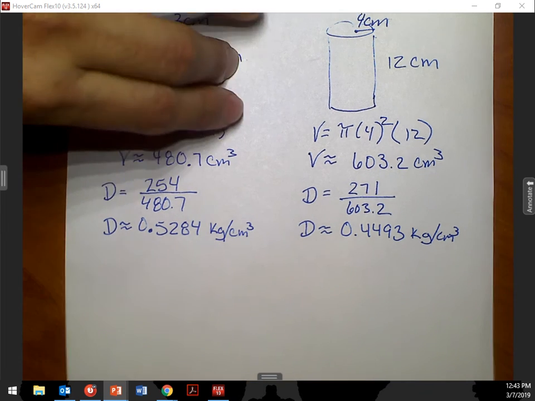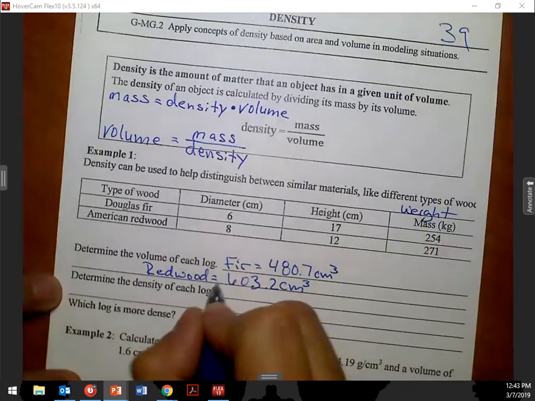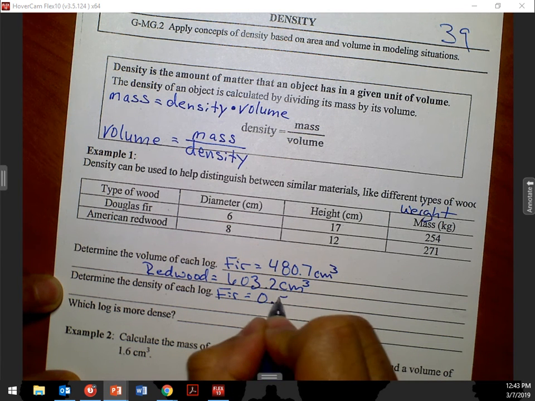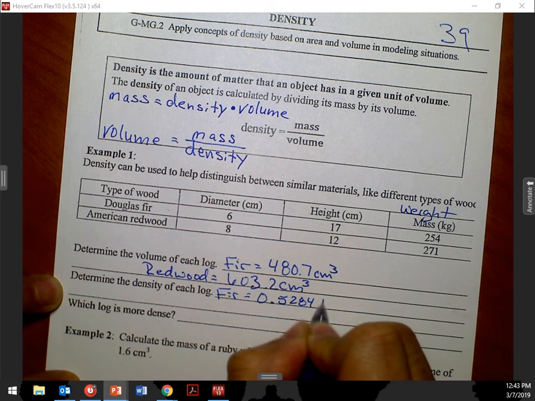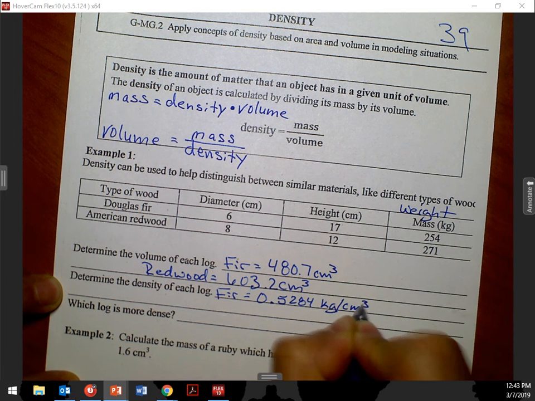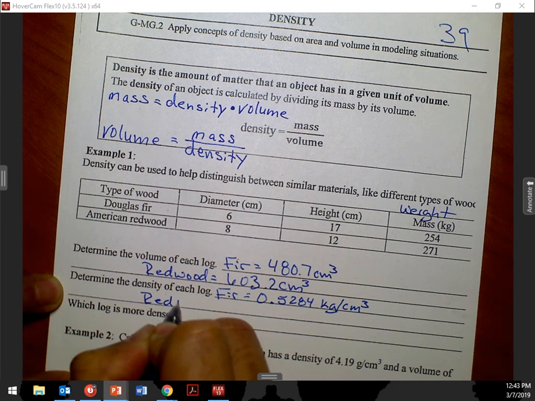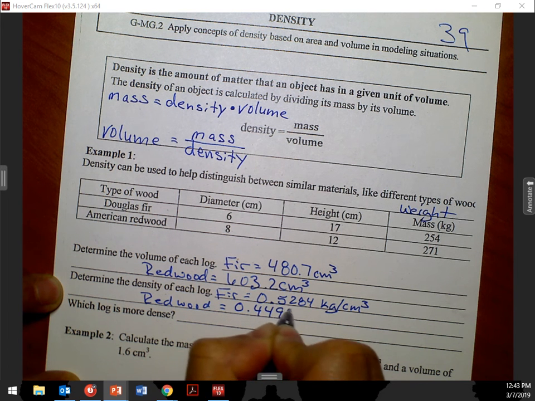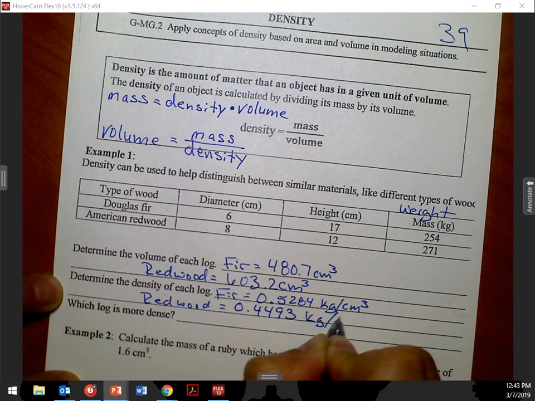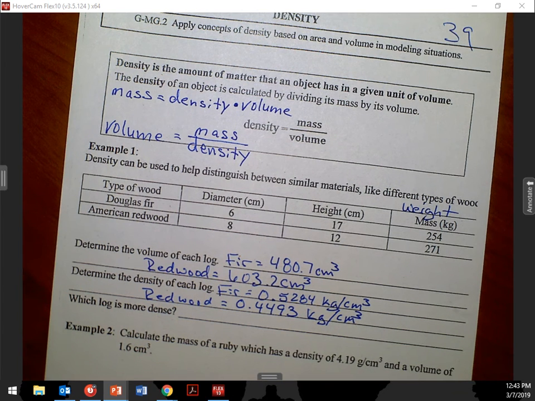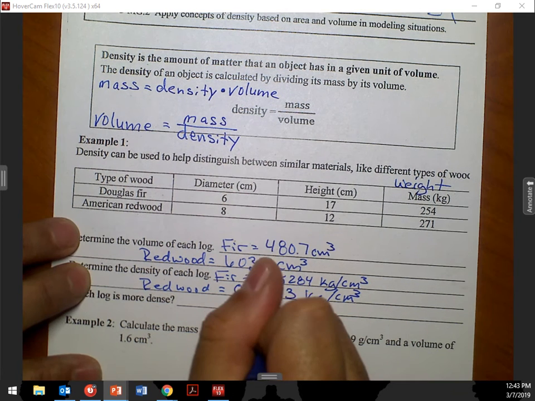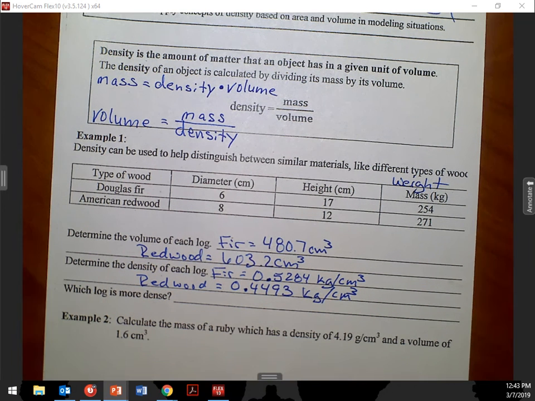So now help me as I carry it back over to this. So my fir was 0.5284 kilograms per cubic centimeter, and redwood, 0.4493. I have a question. Yes. Do we have to put the 0 point? Yeah, you can, but I usually don't put it. We're dealing with small numbers, so I want to make sure that's accentuated.